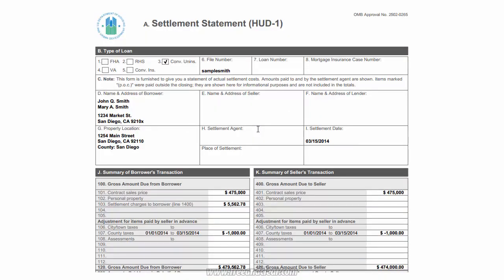I'm going to walk through an example HUD-1 for a home purchase mortgage now. In this example, our buyer is purchasing a $475,000 property with a $95,000 down payment and a $380,000 30-year fixed-rate mortgage with a 4.250% interest rate.